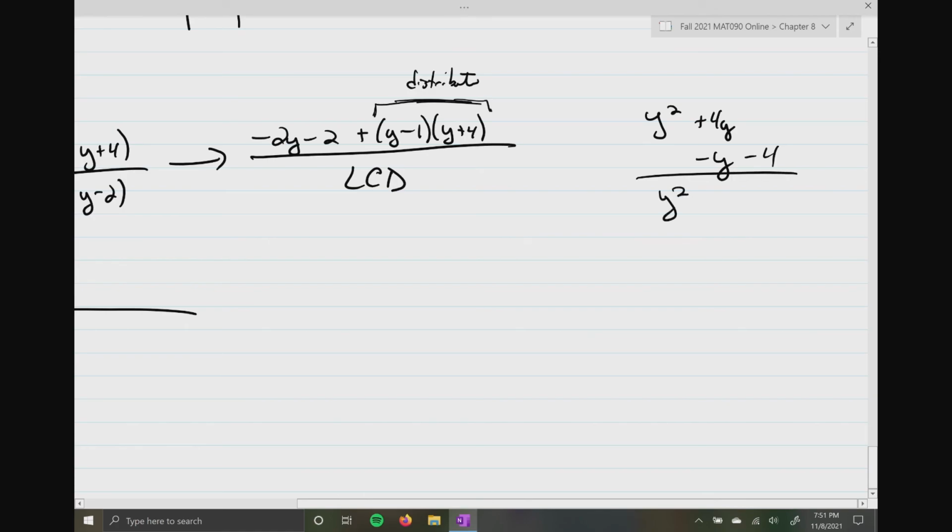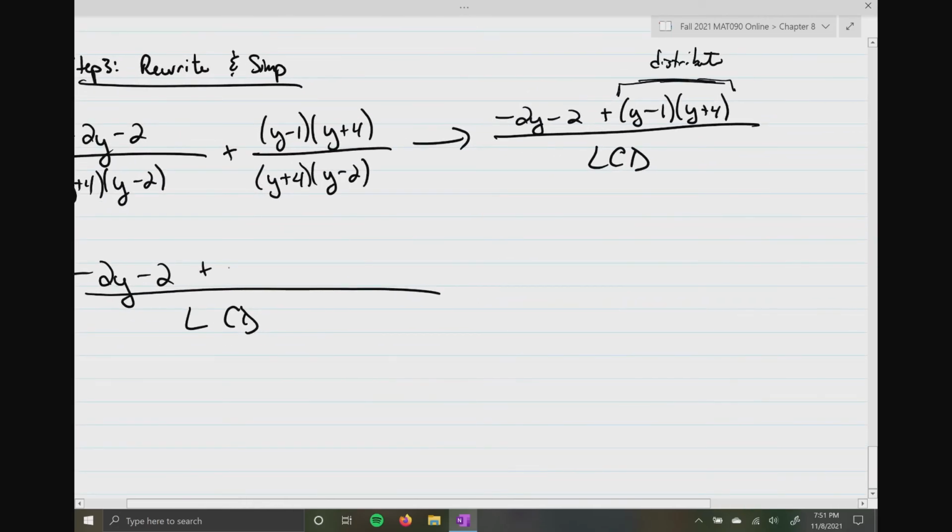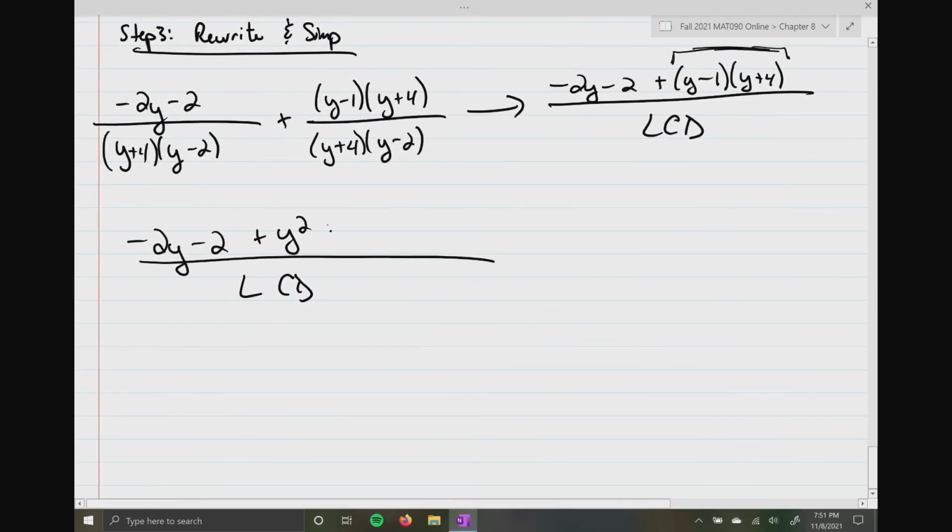So that's going to give me y squared plus 3y minus 4. So I get plus y squared plus 3y minus 4. Notice, since that was a plus, I don't have to worry about distributing or changing signs or anything like that. So now I'm just going to group like terms. So I get an LCD. I get y squared up front. 3y minus 2y is going to be positive y. And negative 2 minus 4 is going to be negative 6.